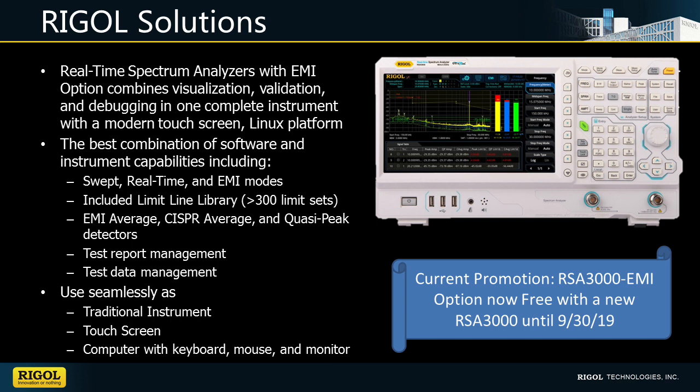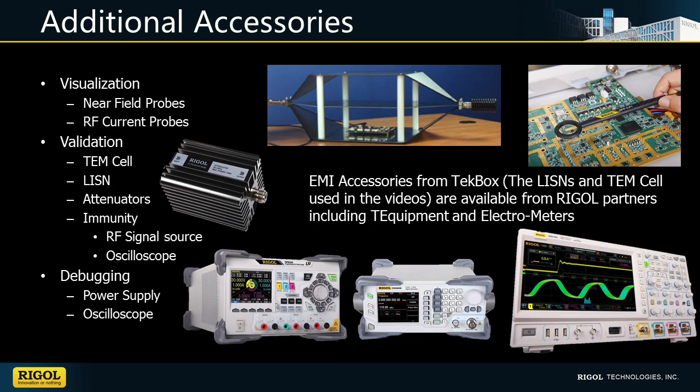Let's go look at some of the other accessories we need when doing these kinds of EMI pre-compliance measurements. There are some additional accessories we use throughout these tests that can help us at different levels between visualizing, validating, and debugging our pre-compliance signals. Some of them, like the TEM cell and the lenses, are from our friends at TekBox. Others, like the near-field probes, attenuators, and other accessories, we have here at RIGOL.